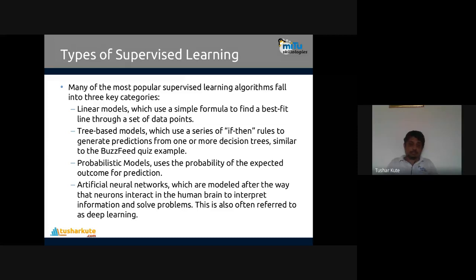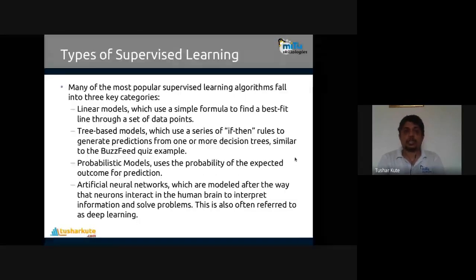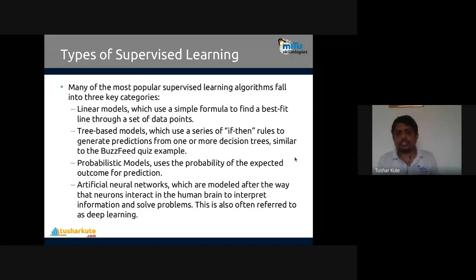Linear models are the models which use a simple formula to find the line of best fit on the set of data points. That is called the linear model. In tree-based models, like the decision tree algorithm, there are if-then rules, with the help of which decision trees are created. Like decision trees, random forests are also present. That's what we can use.